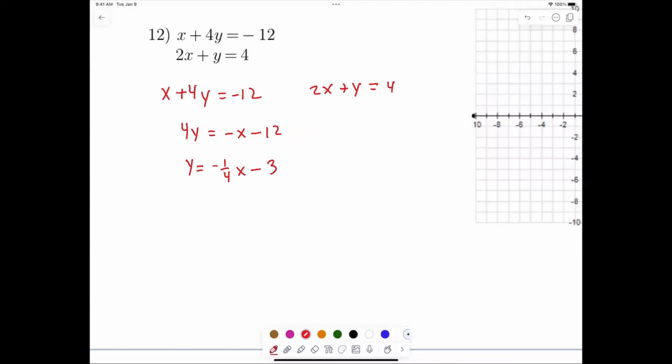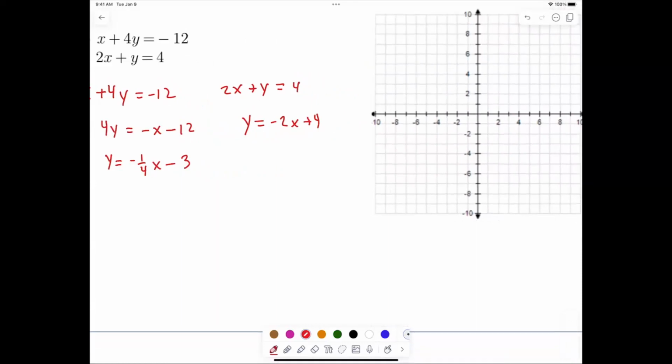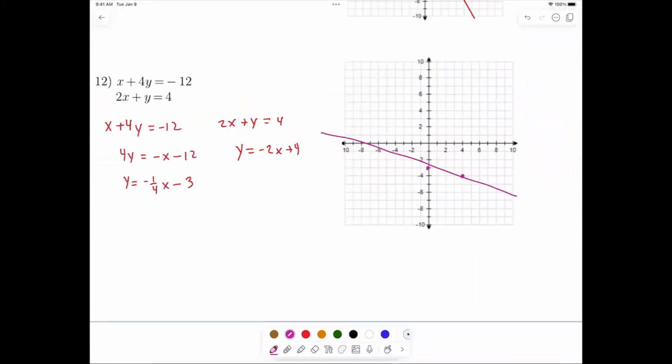All right, let's have Suri tell me about the next one. Y equals negative 2x plus 4. Perfect. All right, now, Katie, you tell me how to graph yours. You go down 3. And down 1 to the right 4. Good job. All right, Suri. Start at 4. Down 2 to the right 1.